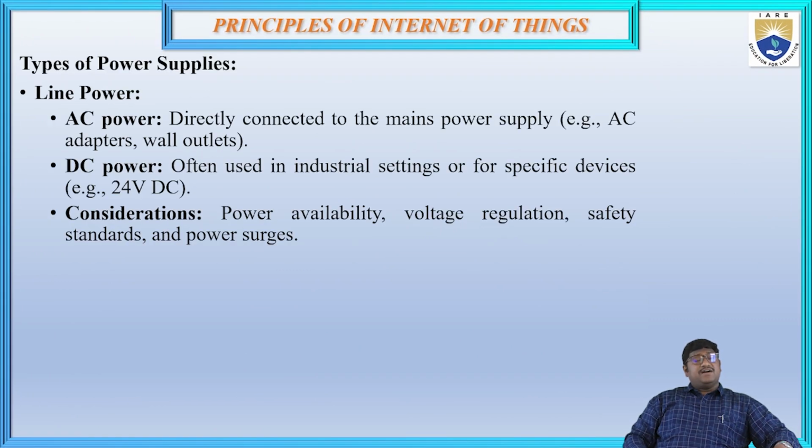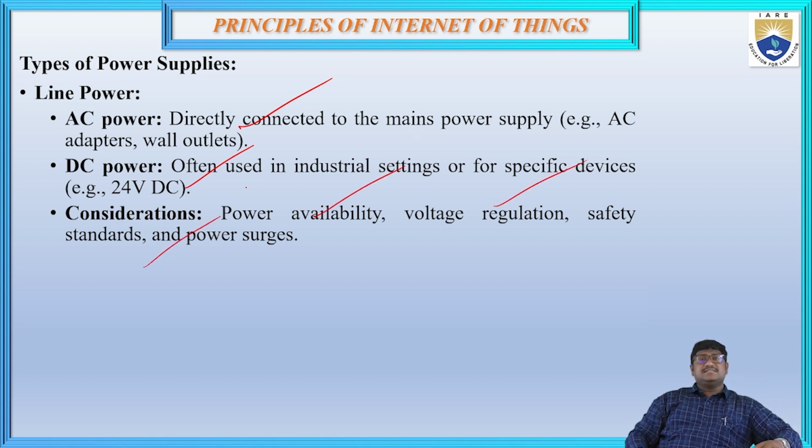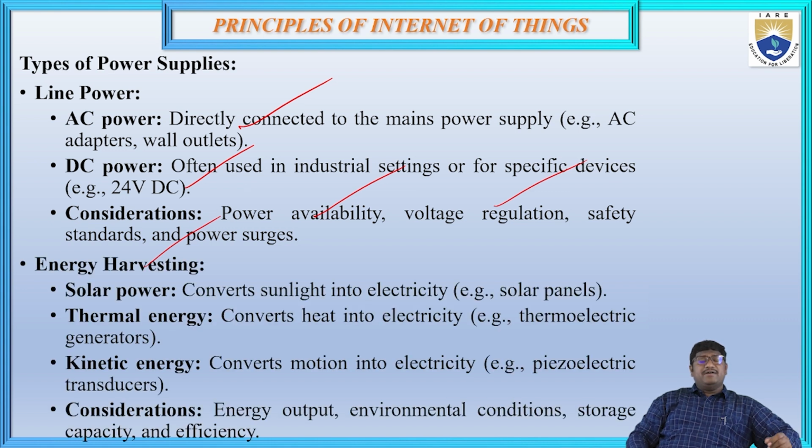What are the different kinds of power supplies which exist? Line power, AC power, DC power, and their considerations. AC power is directly connected to the mains power. Coming to DC power, it is often used in industrial settings for specific devices, such as 24 volts DC. And what are the considerations? We need to check power availability, voltage regulation, safety standards, and power surges. These are the considerations in line power.